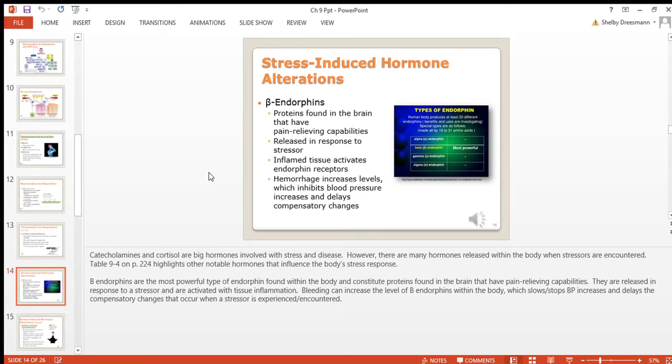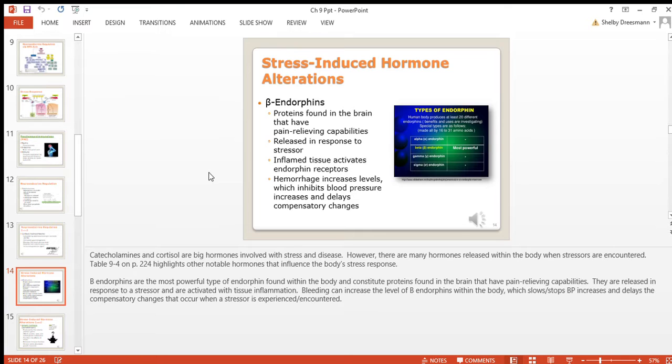However, there are many hormones released within the body when stress is encountered. There's probably like 50 bajillion flowing through my body right now. So much stress. So we're only going to really focus and highlight on notable hormones, however.